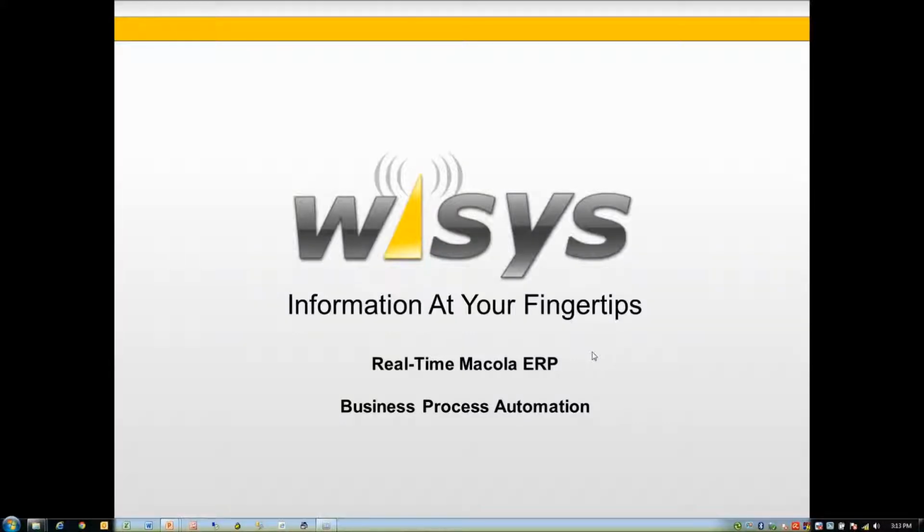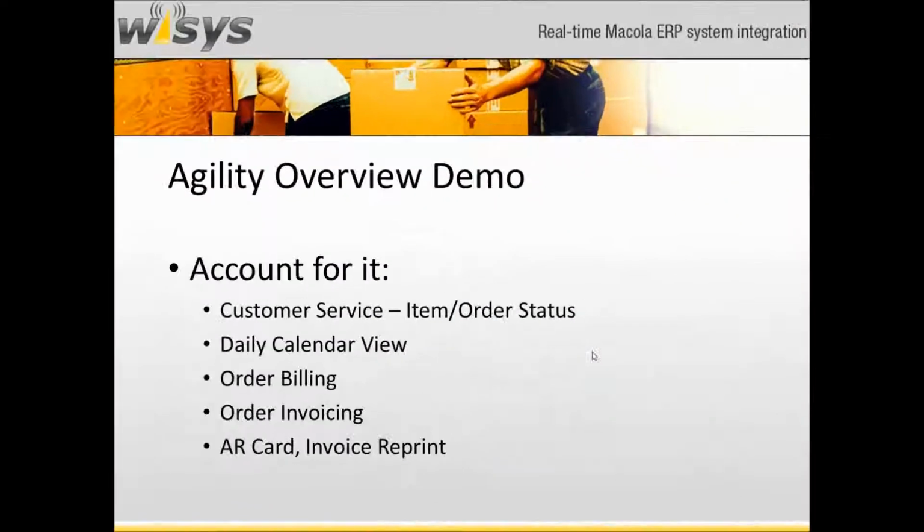Let's go into a bonus section. I'm going to call that section Account for It. So let's take a look at the system from a customer service point of view, maybe starting with items, then maybe looking at order status. We'll take a look at a calendar view, which is kind of handy.